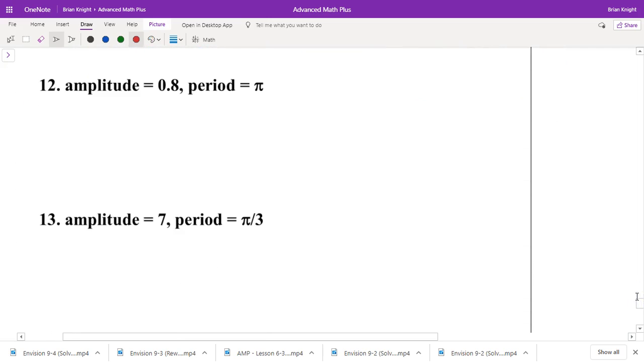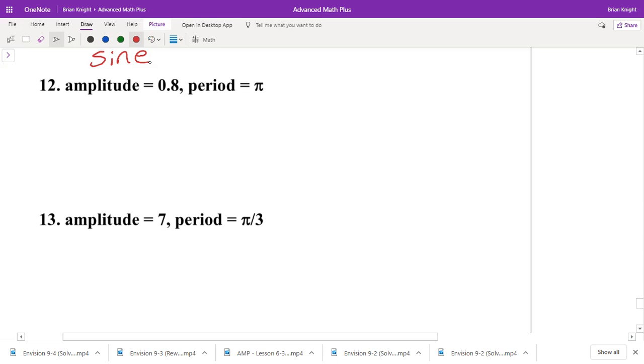Close. 12 and 13, I know the directions aren't in there because they're in your book, but they give us the amplitude and period, and they want us to write the equation. For 12 and 13, it says for sine. So we're going to write the equation for sine. It's not hard at all.